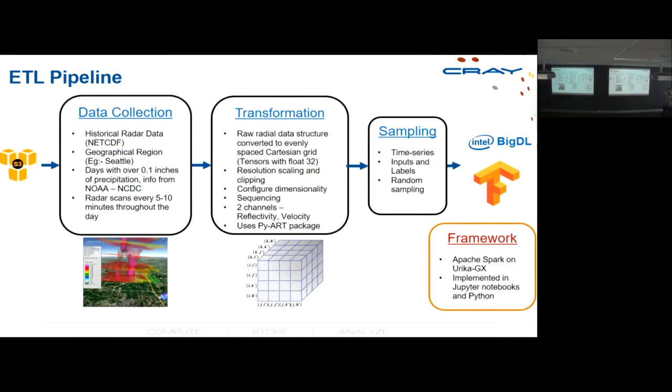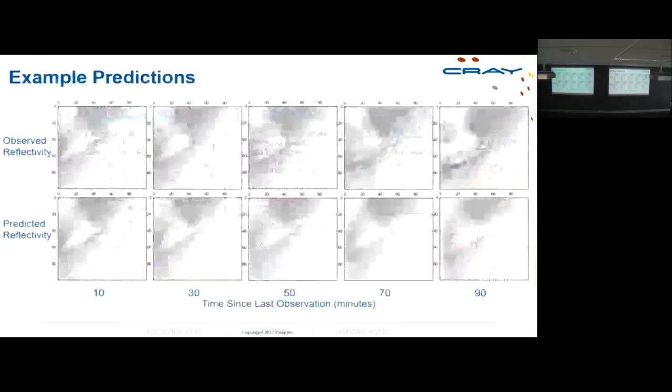We say something is raining if we have 0.1 inches. And we have radar scans every 5 or 10 minutes. So we process that into big giant tensors. The specific details aren't so important right now, but we get a time series of images, sometimes called video, but we won't do that. And then we're going to stick it into a deep learning framework and see what we can get out of it. So here's what our output looks like.